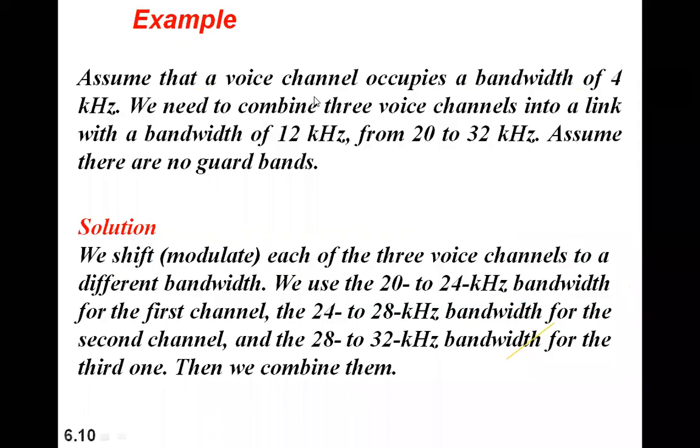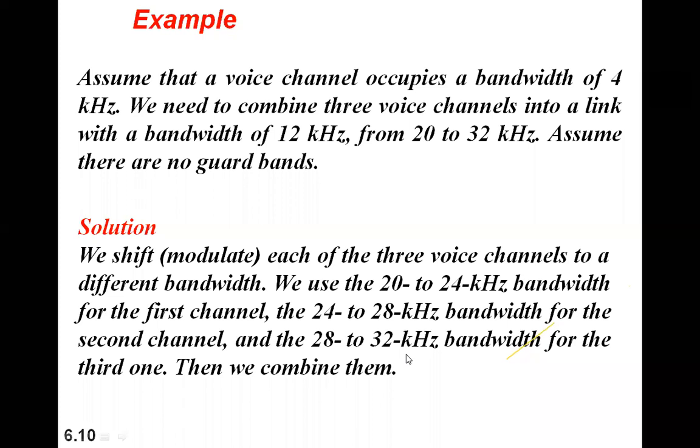Okay. Example: assume that a voice channel occupies a bandwidth of say 4 kilohertz. We need to combine 3 voice channels into a link with a bandwidth of 12 kilohertz, from 20 to 32 kilohertz. Assume there are no guard bands here. So what happens? We shift and modulate each of the 3 voice signals to a different bandwidth. We use 20 to 24 for the first voice signal, 24 to 28 for the second, and 28 to 32 for the third, so that they can be multiplexed and sent.